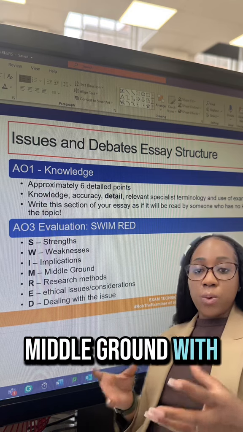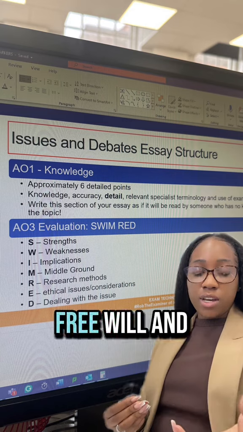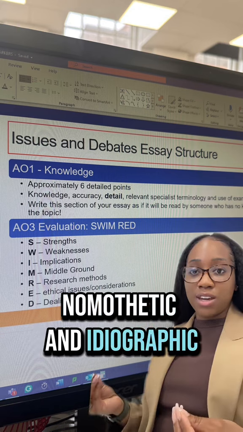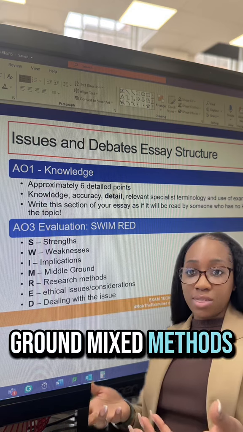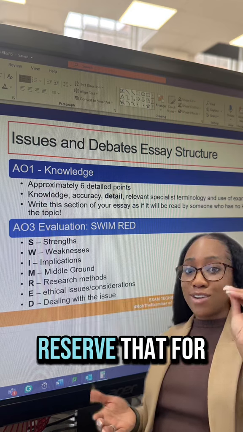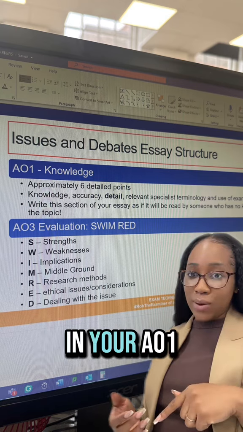Middle ground. With the debate side, free will and determinism, what's the middle ground? Soft determinism. Nomothetic and idiographic approach, there's a middle ground. Mixed methods. Yeah, nature, nurture, there's a middle ground, the interactionist approach. Reserve that for your AO3. Don't introduce it in your AO1.